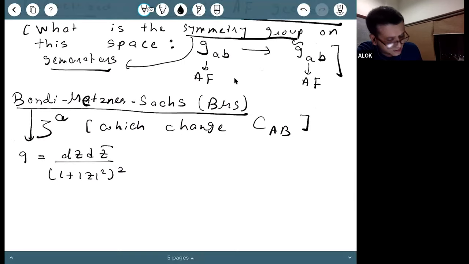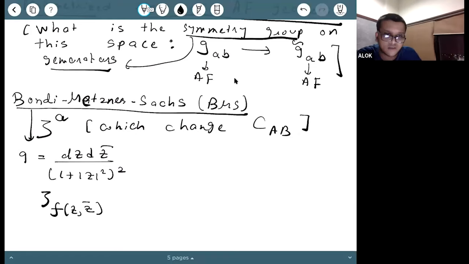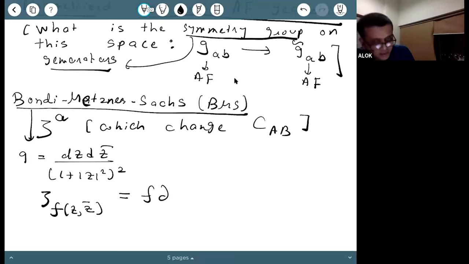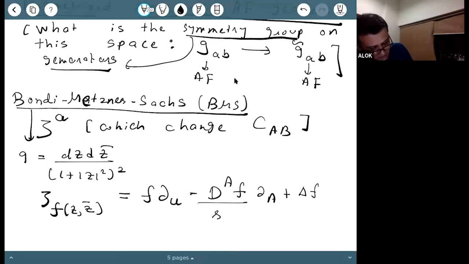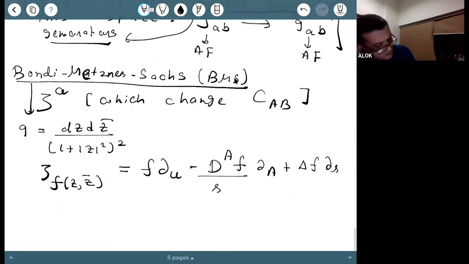So there are two classes of vector fields which they found. One is, as I will explain, the expected one, and one was the surprise. There is a class of vector fields which is parameterized by smooth functions on the sphere at infinity, and it has components along all directions. So it has, and then there is a term which is, and that's it.